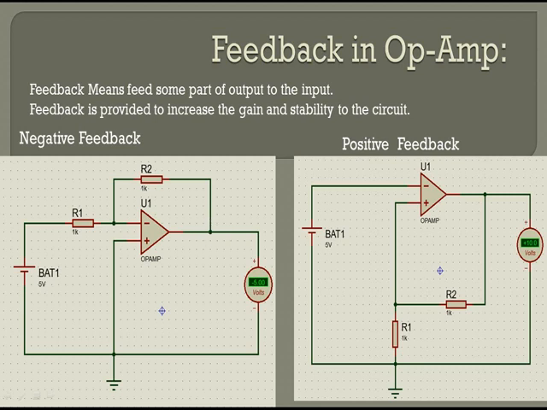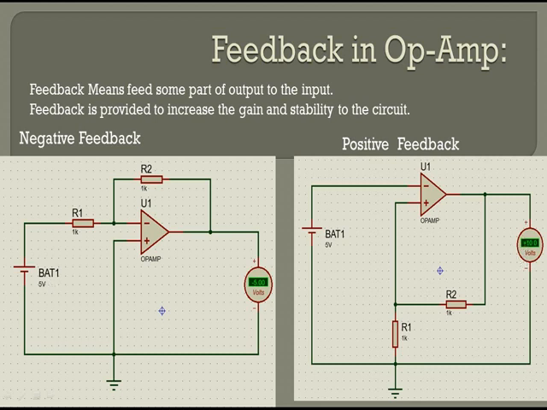In negative feedback, the output signal is connected to the negative input of the op-amp. Negative means the inverting input of the op-amp, and the output is negative. Whereas in positive feedback, the output is connected to the positive input of the operational amplifier. Positive means the non-inverting input, and the output is also positive.